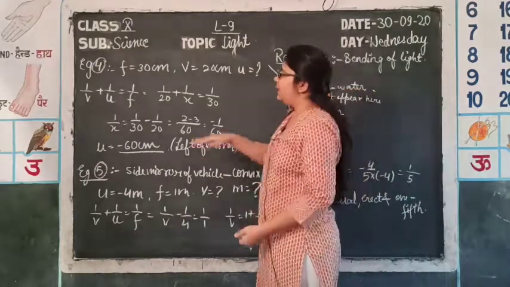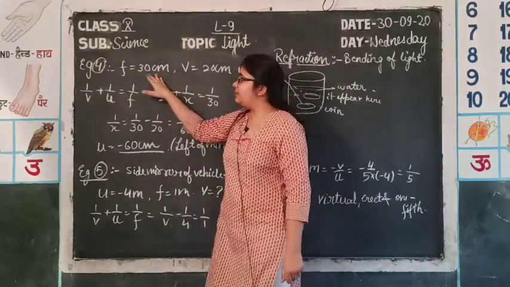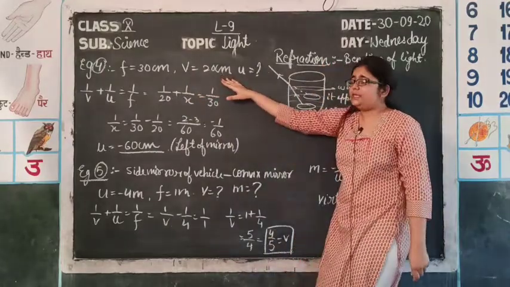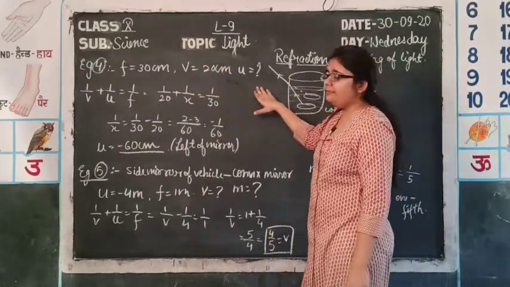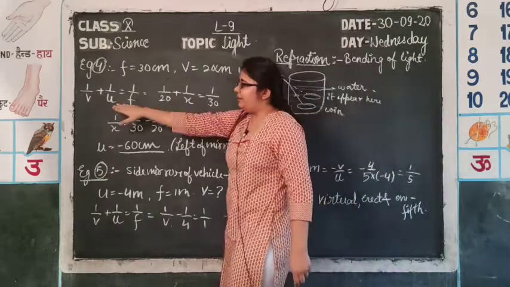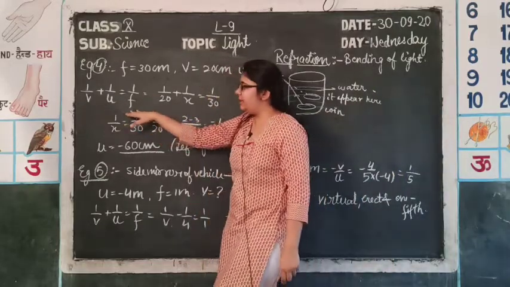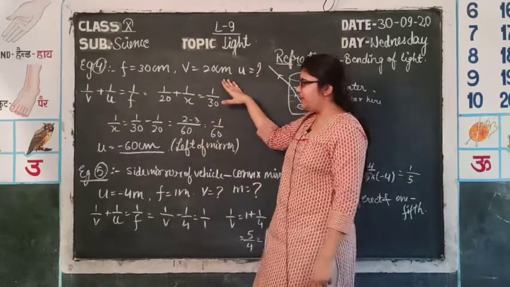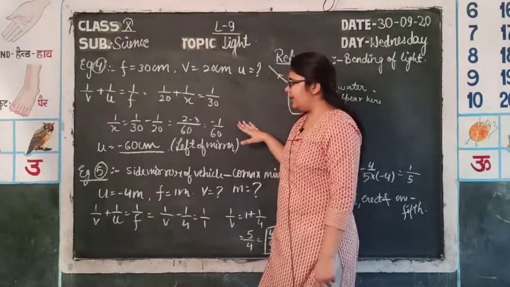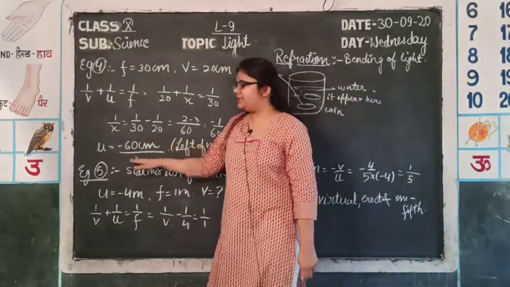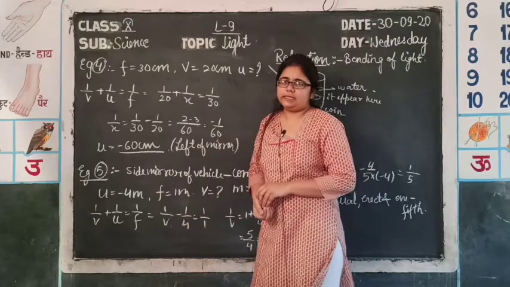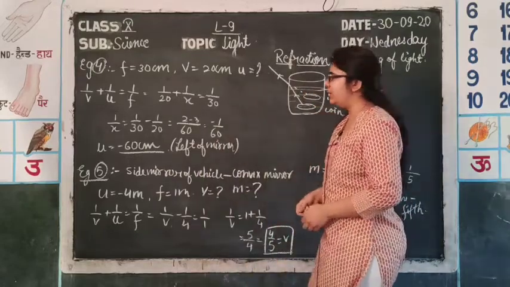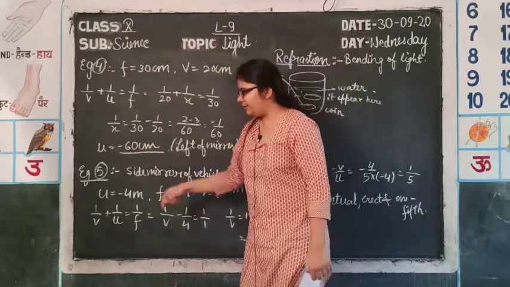So first of all, in a convex mirror, the focal length is plus 30 centimeter. V is for the virtual image, that is 20 centimeter, and we have to find U. 1 by V plus 1 by U is equal to 1 by F. Then V is virtual, so it will be positive, and by solving this we get the answer U is minus 60 centimeter. This minus tells that the object is real, and the object is always real and comes to the left side of the mirror and will be negative.